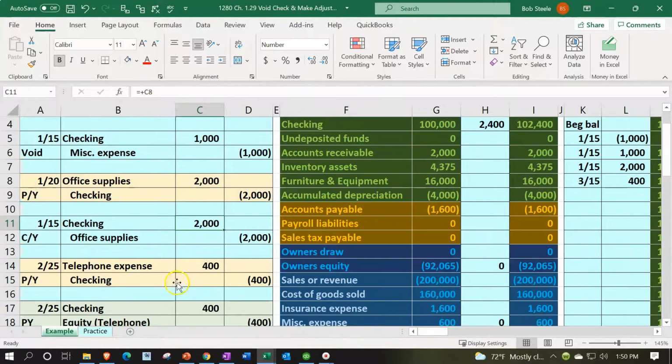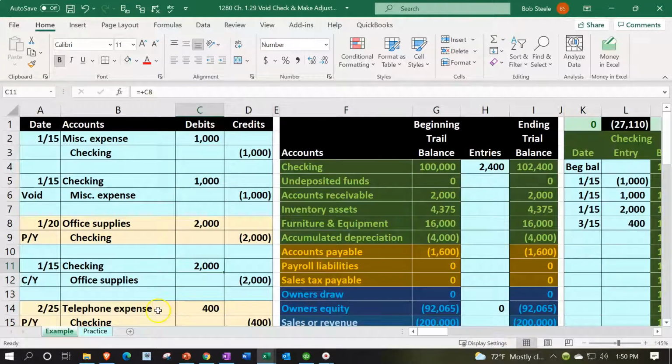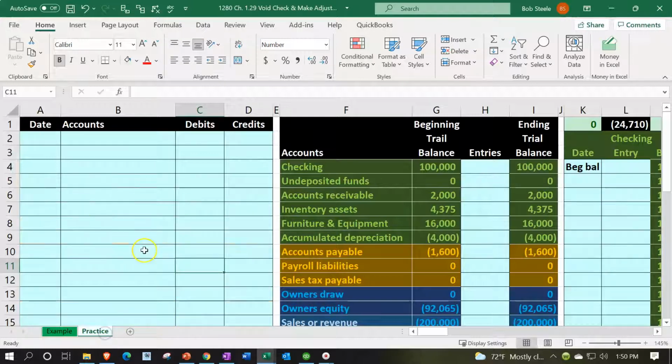Let's do that with journal entries up top and see why this is the case. So I'm going to go to the practice tab now. And the first check we're going to think about is one where it's in the same period, pretty straightforward kind of voiding process. So say we had a check for miscellaneous, let's say the checking account went down. We're just going to record a check that we paid for some miscellaneous expense.